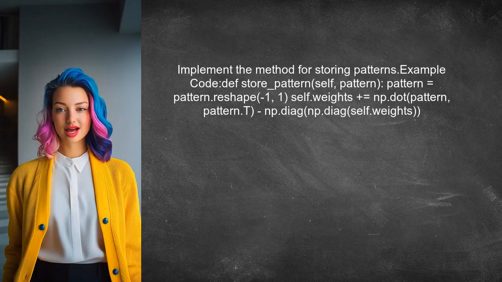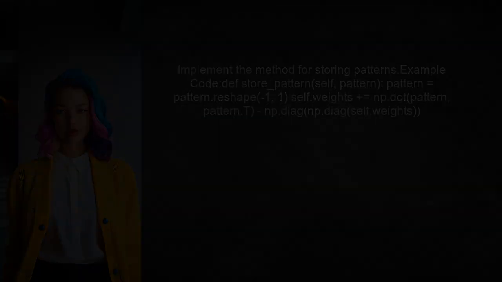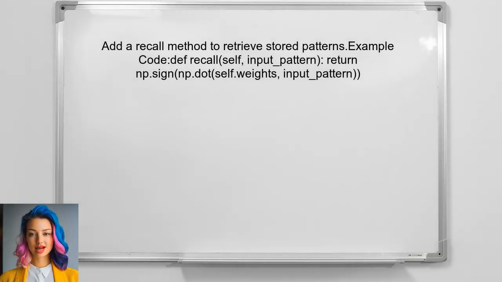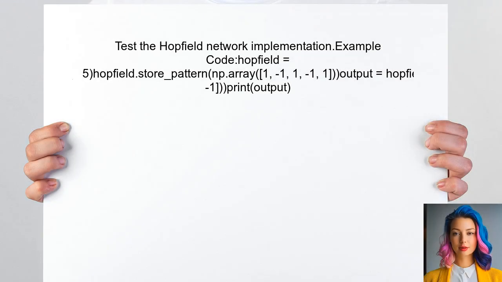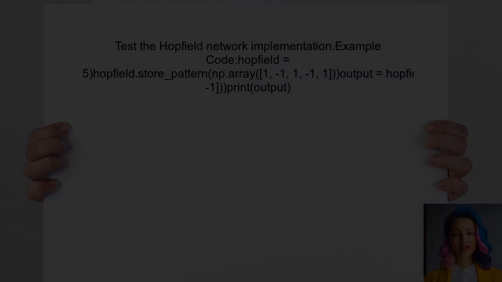After defining the class, the user needs to implement the method for storing patterns. This involves updating the weights based on the input patterns provided to the network. Now, the user should add a recall method to retrieve stored patterns. This method will use the weights to return the closest stored pattern to a given input. Finally, the user can test their Hopfield network by creating an instance of the class and using it to store and recall patterns. This will help verify that the implementation works as expected.